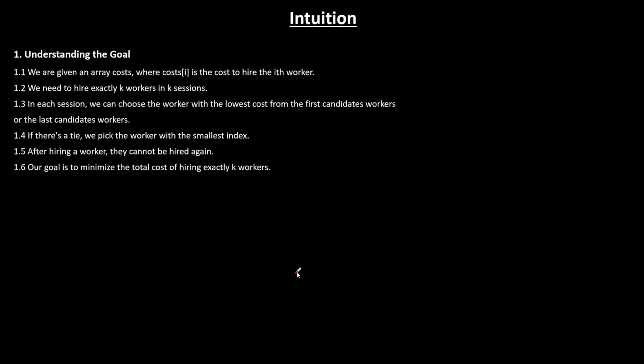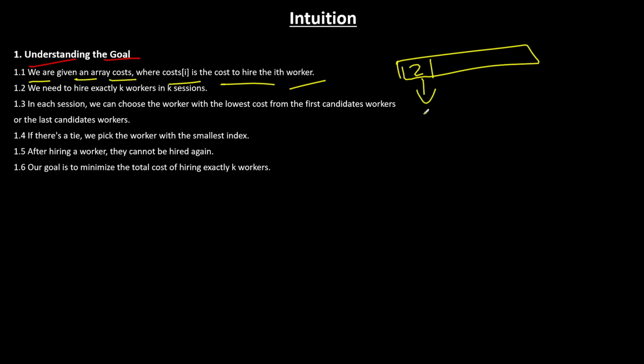To understand what the problem is asking, we should build up an intuition for the problem. Okay, let's do that by understanding the goal first. So we are given an array cost, where cost[i] is the cost of hiring the ith worker. If it is 2, this means that this worker's cost is 2. Now we need to hire exactly k workers in k sessions.